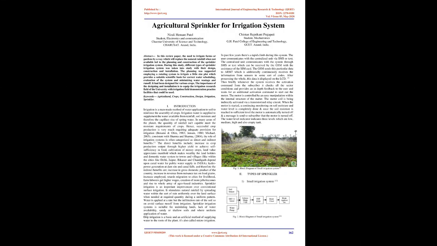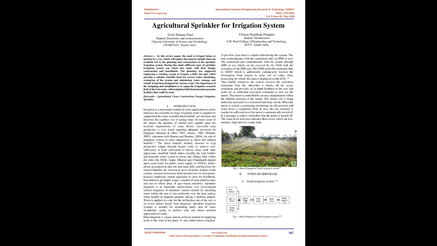Agricultural sprinkler for irrigation system. Abstract: In this review paper, the need to irrigate farms or gardens in a way that will replace natural rainfall when not available led to the planning and construction of the sprinkler irrigation system. During this study, different types of sprinkler irrigation systems were studied with their design, construction, and installation.